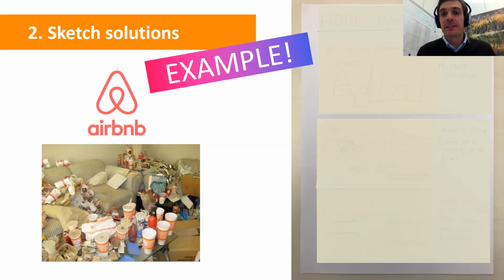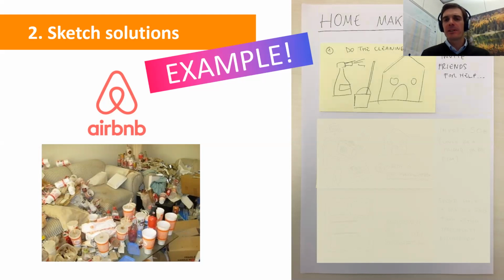I have created an idea of solution. You can find it here on the right side, and I have called it home makeup. What is it about? It's basically about three steps. The first step would be to do the cleanings. This is very obvious, and I might want to invite some friends to help me do the cleanings, so that I get rid of the problem that my flat is too dirty.